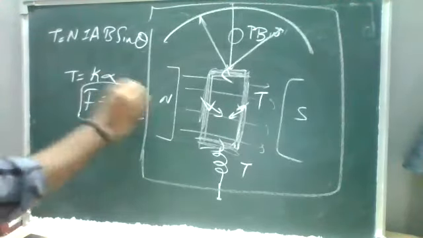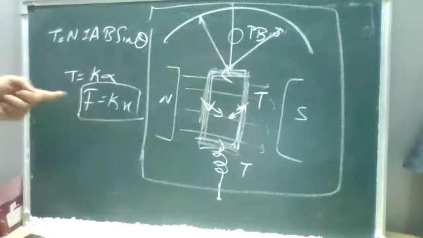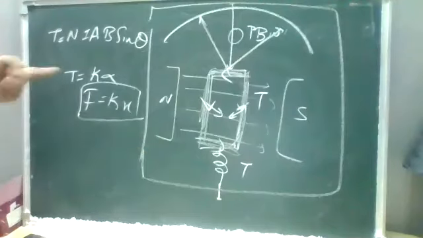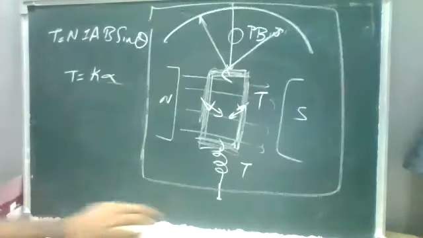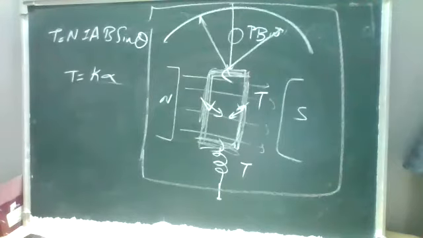This is in the spring, it is your linear force. And since there is an angular twist, it is your angular one. So we are discussing the torque here: T is equal to K alpha, where alpha is your angular twist in the wire.